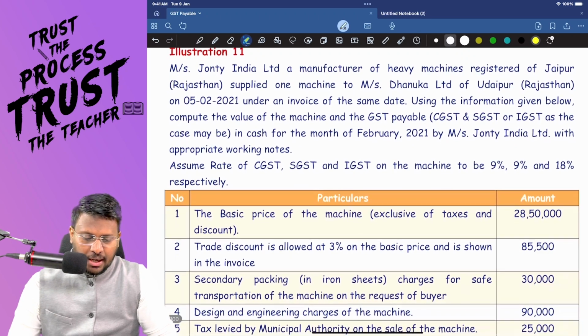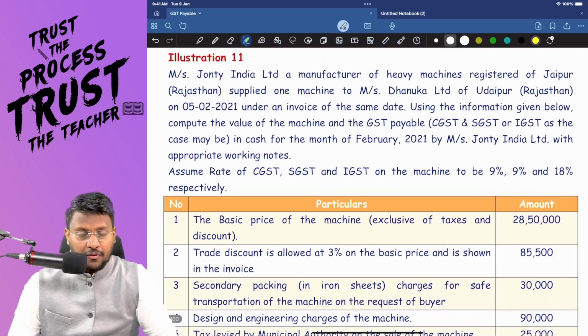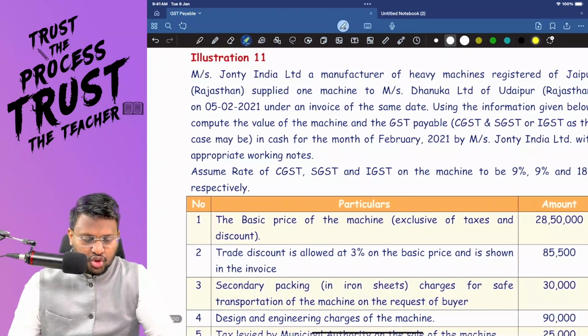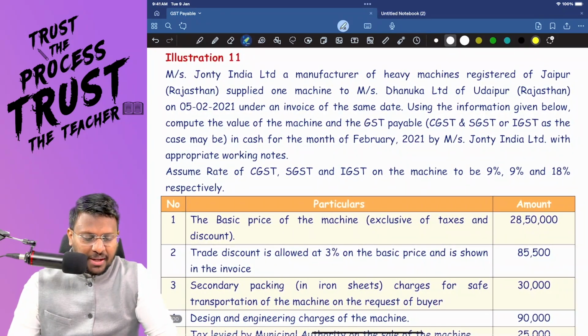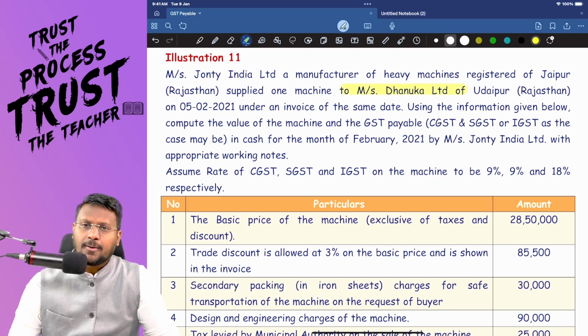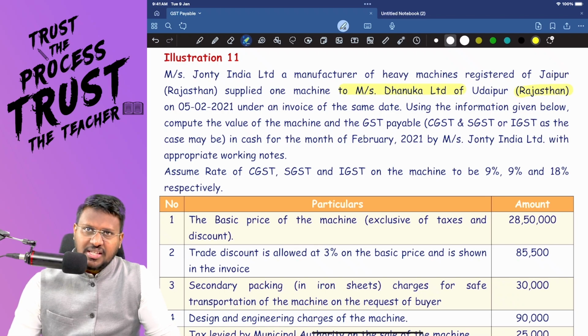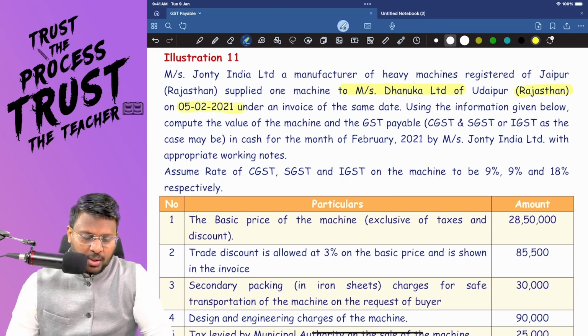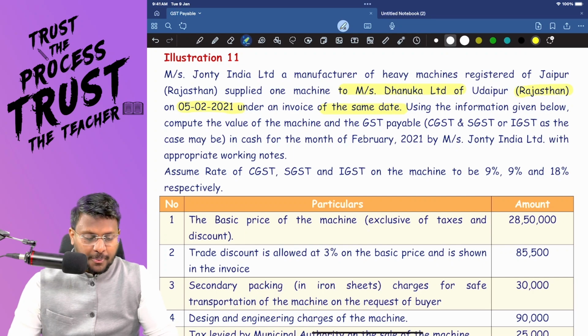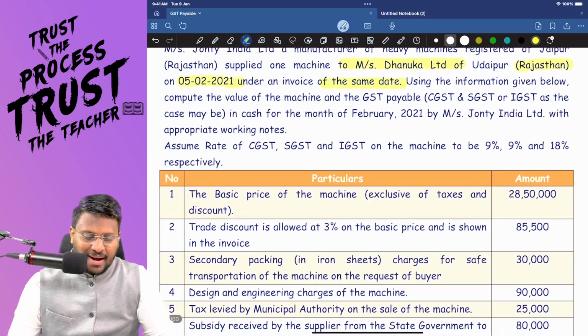Messrs. John T. India Limited, a manufacturer of heavy machines registered in Jaipur, Rajasthan, supplied one machine to Messrs. Dhanuka Limited of Udaipur, Rajasthan. That means both the supplier and the recipient are situated in the same state. That means it's an intra-state supply on 5/2/2021 under an invoice of the same date. Using the information given below, compute the value of the machine.